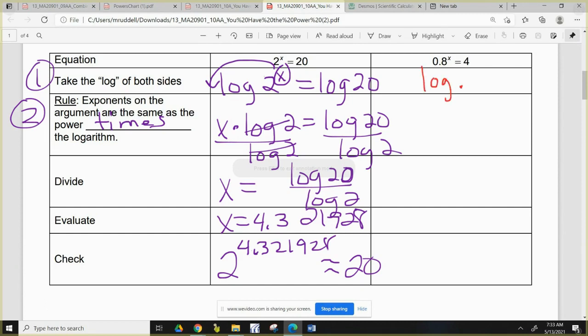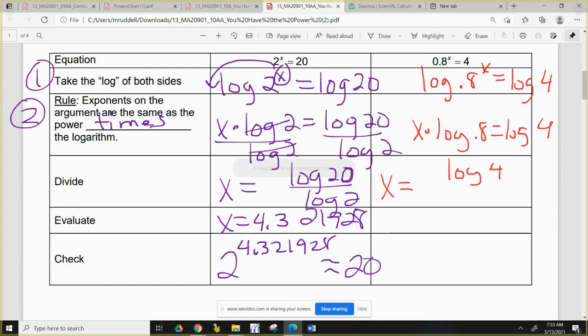Okay, let's try this one. Log both sides. So log of 0.8 to the power of x equals log 4. Move the x to the front. x times log 0.8 equals log 4. Divide. x equals log 4 divided by log 0.8, which gives you negative 6.21567.